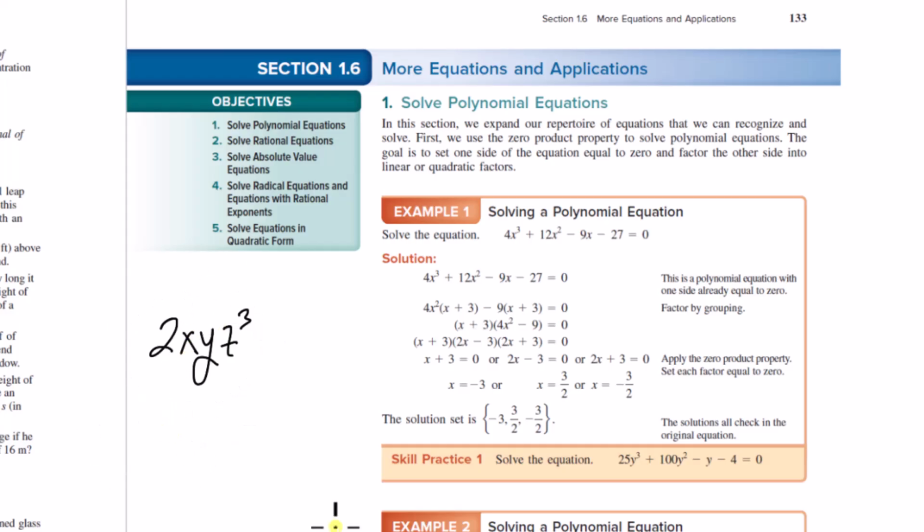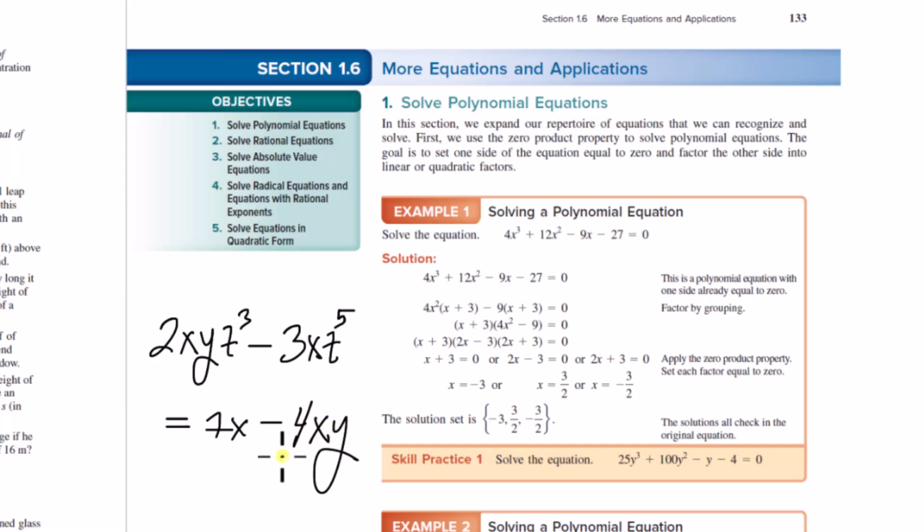And so you can do whatever. So x, z to the 5th is equal to 7x, right? So every single one of these terms is polynomial. So this is a polynomial equation. This has degree 6. This has degree 1. This is linear here. This is linear. This would be quadratic because the degree is 2.